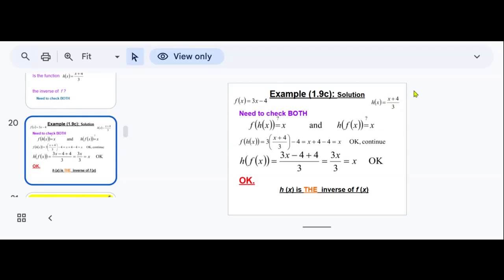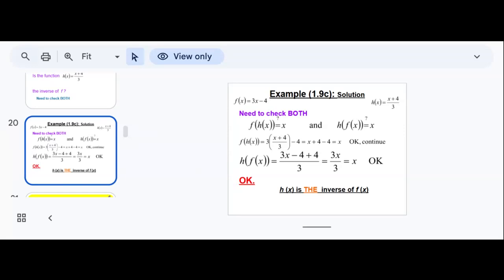So I take this, put it here. So it's going to be 3x minus 4 plus 4, over 3. Minus 4 cancels with 4. See? They cancel. And you get what? 3x over 3. Cancel the 3 with the 3. What do you get? x. So yes, it's okay. Then we say h of x is the inverse of f of x.